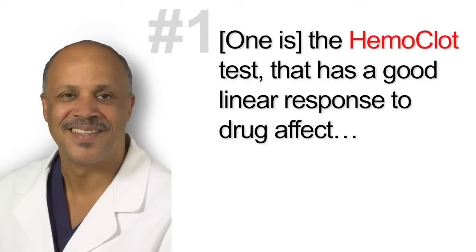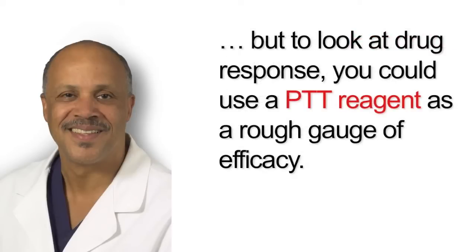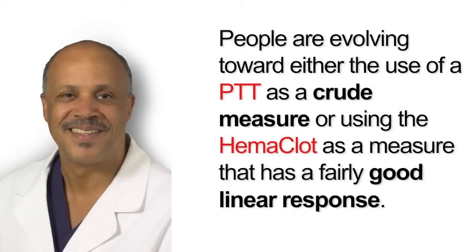The hemoclot test has a pretty good linear response to drug effect. But if one wants to look at drug effect, one could also use a PTT reagent as a rough gauge of efficacy. What people are evolving towards now is either use of APTT as a crude measure or using the hemoclot as a measure that actually has a fairly good linear response.